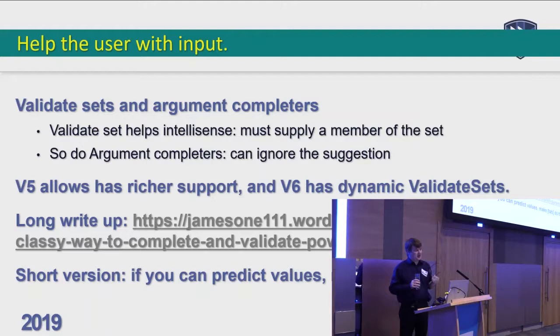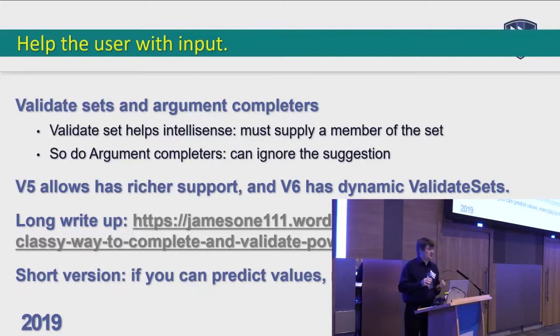I would say that as the author of something, if you can predict the values that the user should be putting in, you should be making tab fill those values in for the user. Okay, we're all lazy. We don't want to be typing these things indefinitely. So one of the things to do is to try and get tab completion to work. That means using validate sets where they make sense, using argument completers where they make sense. Argument completers, you don't have to follow what the completer says. Validate sets throw an error if you put in something that's not in the set.